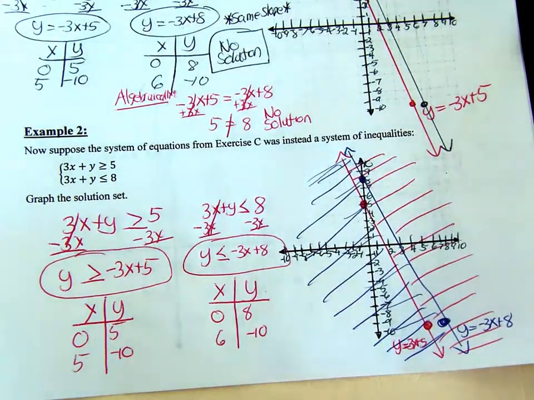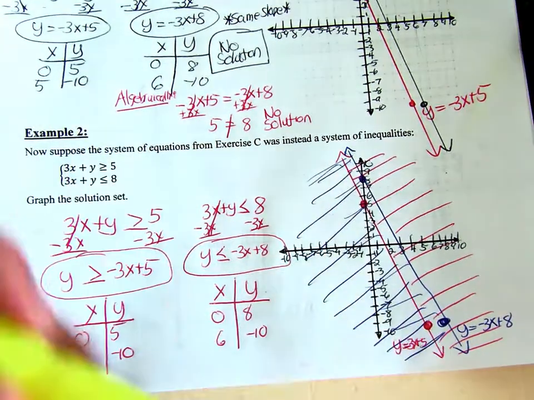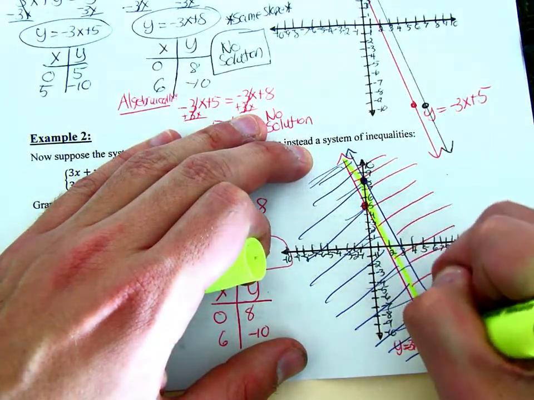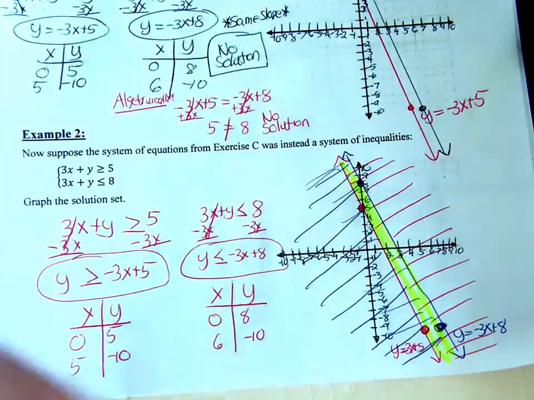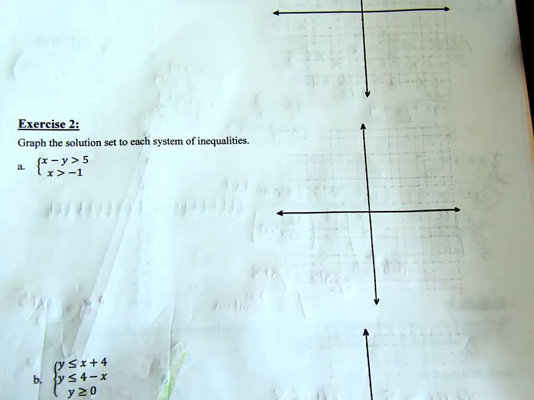And I want to figure out where my solution is. If I look at this, where is it shaded red and shaded blue? It would be right in between these lines, right here. Okay? Alright, so there's the end of example 2. What I want you to do is I'm going to actually have you guys come in tomorrow, and we'll do example 3 and exercise 2 together in class. So this is the end of the notes for problem set 22.